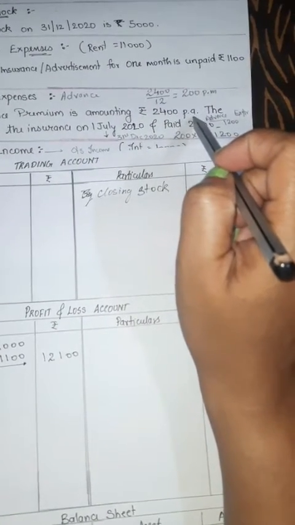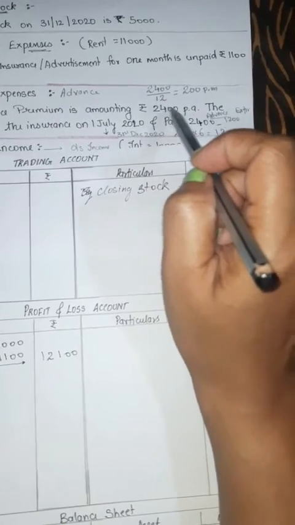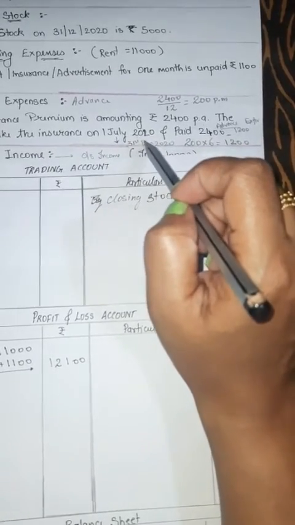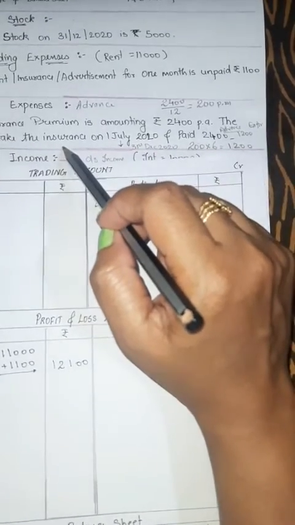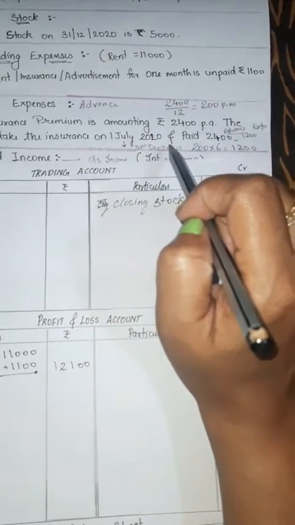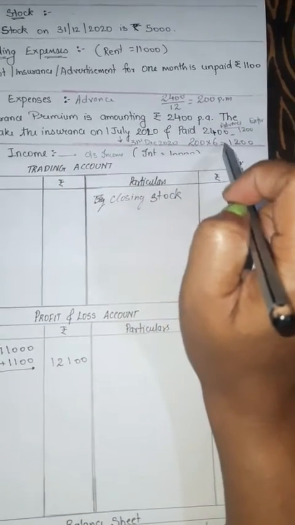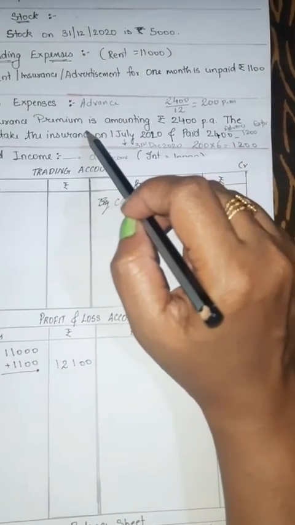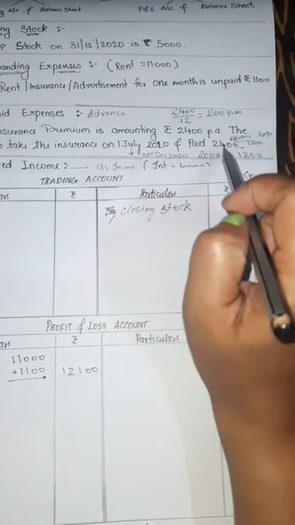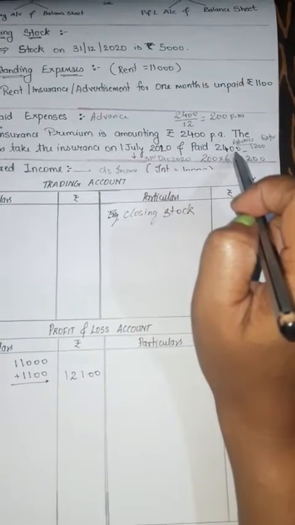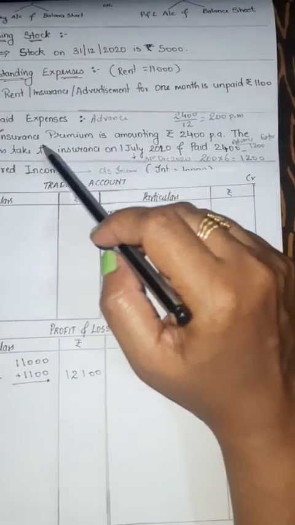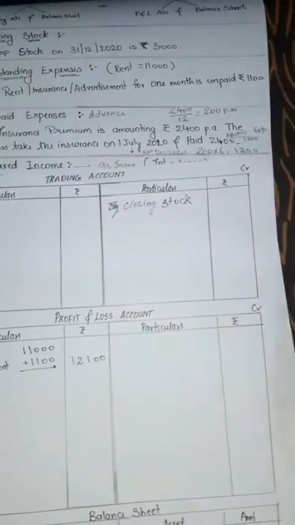2,400 is paid per year. For 1 year, you are supposed to pay the insurance 2,400. It is only 6 months that we have taken this insurance policy. Actually, 200 into 6 means 1,200 is the amount you are supposed to pay towards this insurance premium, but you paid 2,400. So there is 1,200 excess, that is the advance towards this insurance premium. Now how to deal with this in your final account?